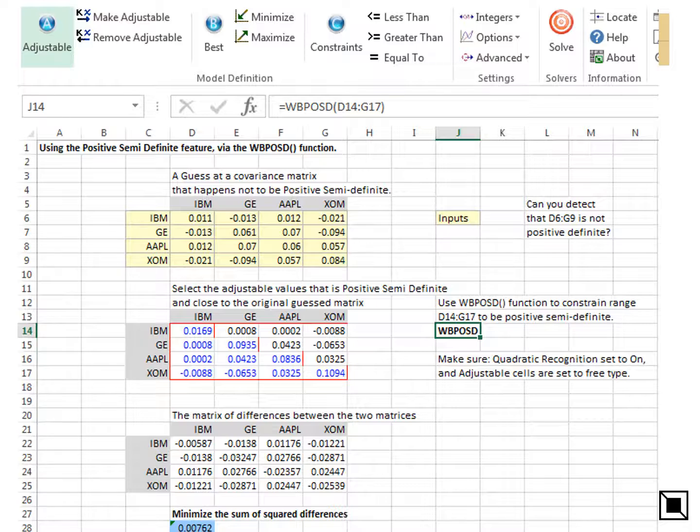In What's Best, we have a nice little constraint that says this matrix is constrained to be positive definite. So it's WB pos D. All you have to do is, up at the top here in J14, we have this constraint that says this range from D14 to G17 has to be positive definite. We simply click on solve, and it will give us this solution right here, saying here's this new matrix, which is in fact positive definite.